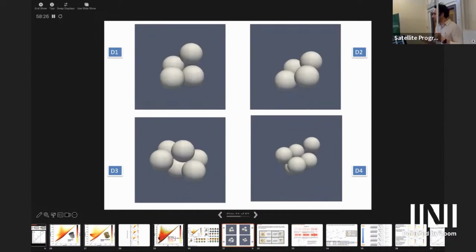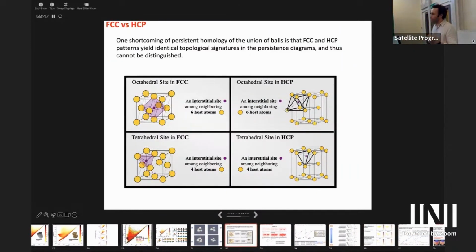Okay, but we still don't really know much about the large-scale crystallization process. For that, you need to identify FCC and HCP in your structure. It turns out that this persistent homology, in the form that I presented to you, is unable to distinguish between FCC and HCP. So we had to go a little bit higher.